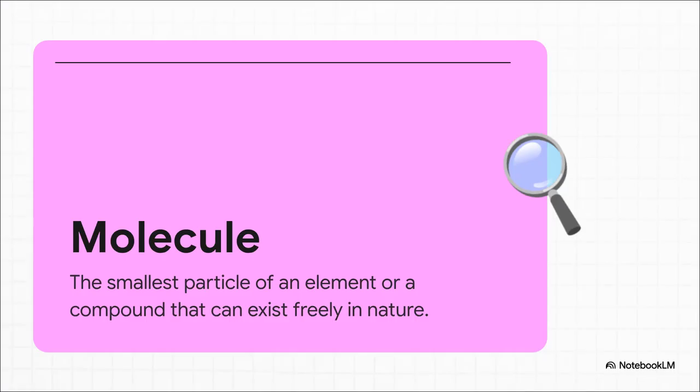We've spent this whole time zoomed way in on the solitary atom. But the moment atoms combine, we hit the next step up in the hierarchy of matter, which is the molecule. By definition, a molecule is the smallest particle of an element or a compound that can exist freely in nature. It's exactly what happens when atoms chemically link together.